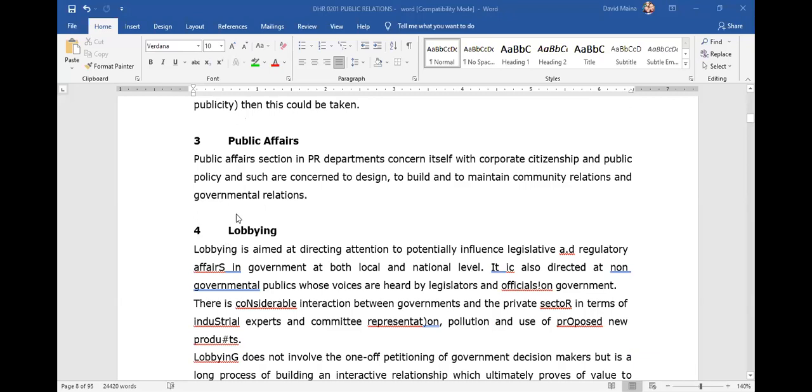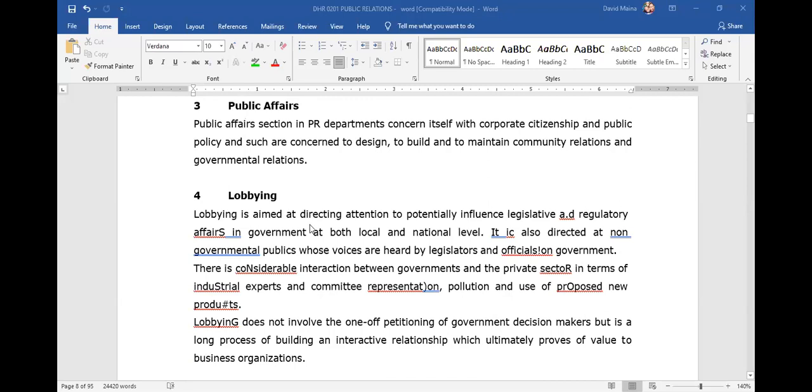It is also used in lobbying. What is lobbying? Lobbying is aimed at directing attention to potentially influence legislative and very big people in the organization. Like for example, lobbying is like this.